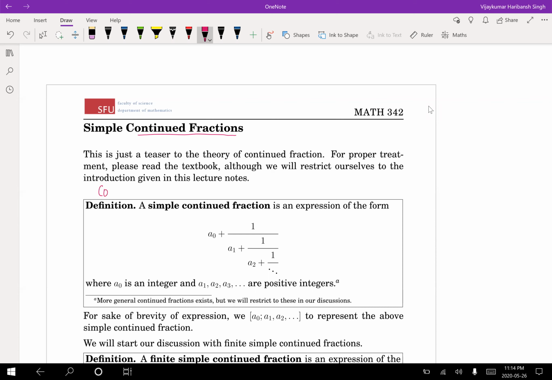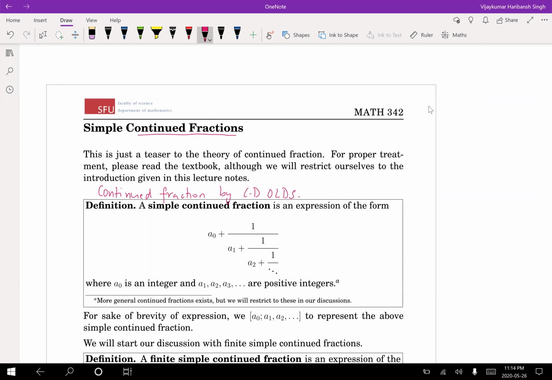For example, there is a continued fraction book by C.D. Olds. Okay. It's published by Cambridge, although the book is discontinued, but you can find it online. Now, first of all, what is a simple continued fraction?